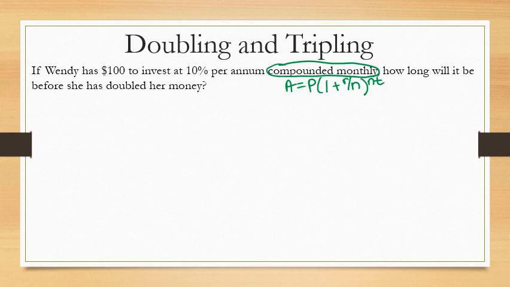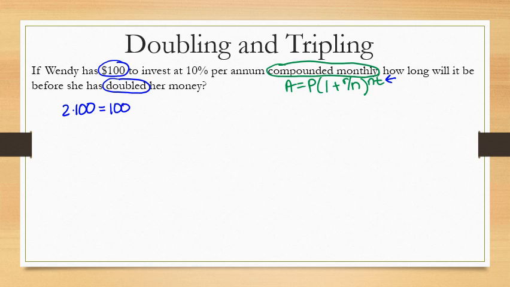So it's wanting for us to solve the how long. So the how long is going to be this T value. So that means I need to have numbers that I can put in for all of the other variables. So A, our end amount. So if she's doubling her money and she started at $100, that would be 2 times 100 is going to be her doubled amount.